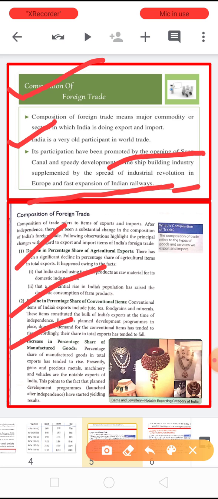Next is increase in percentage share of manufacturing goods. Children, the percentage share of manufacturing goods in total exports has tended to rise. And presently, gems and precious metals, machineries and vehicles are notable exports of India. This points to the fact that planned development programs have started yielding results. So, it is showing a significant sign of structural transformation from the predominance of the primary sector to that of the secondary and the tertiary sectors. And these changes in the composition of India's foreign trade suggest that India is no longer a stagnant or a backward economy.